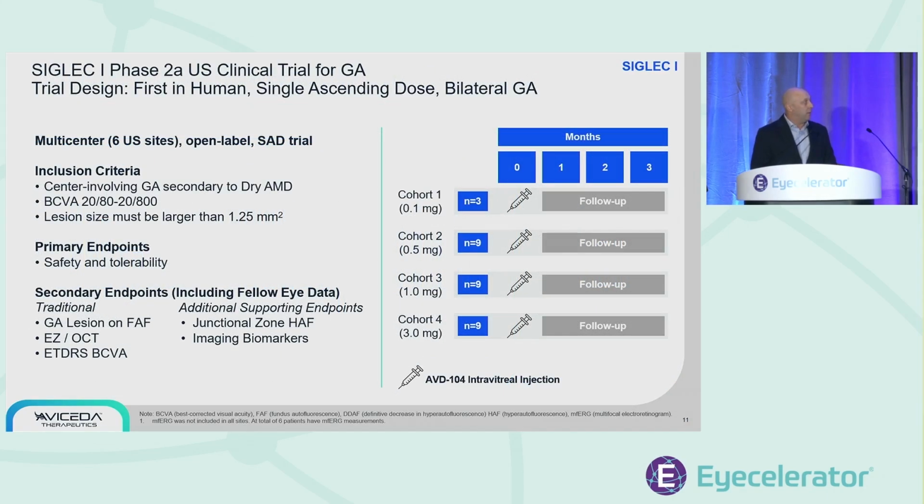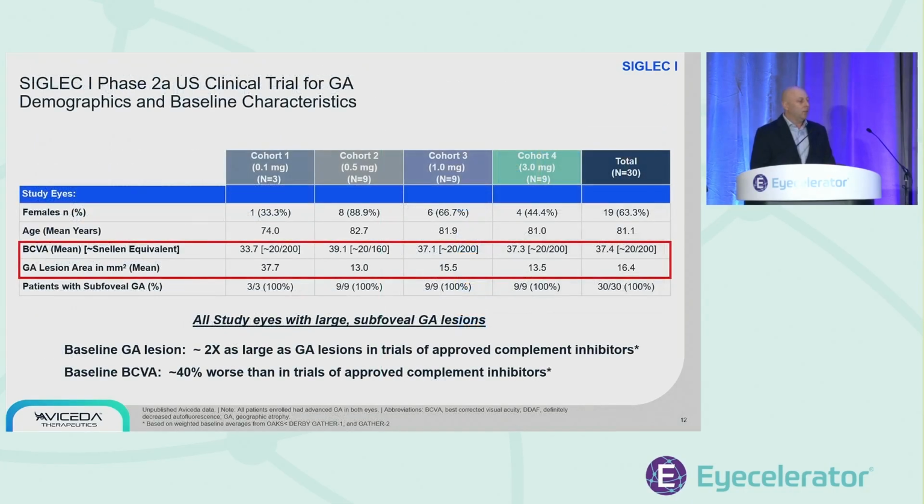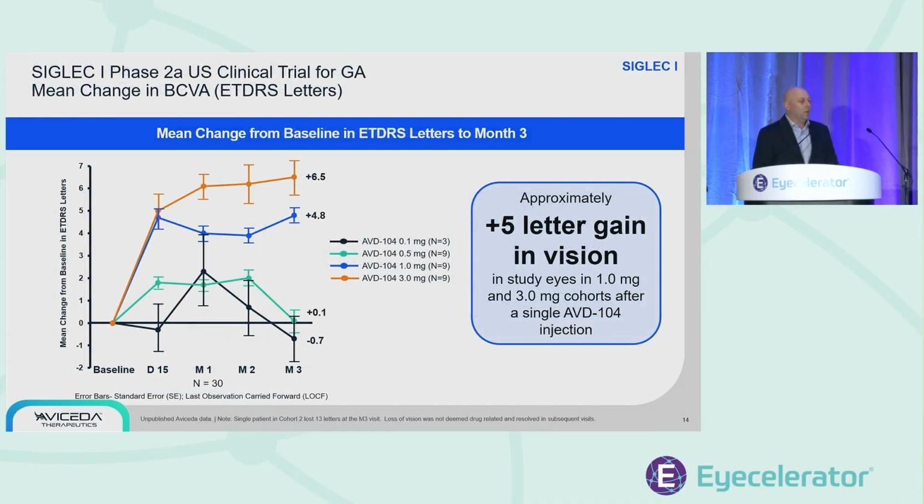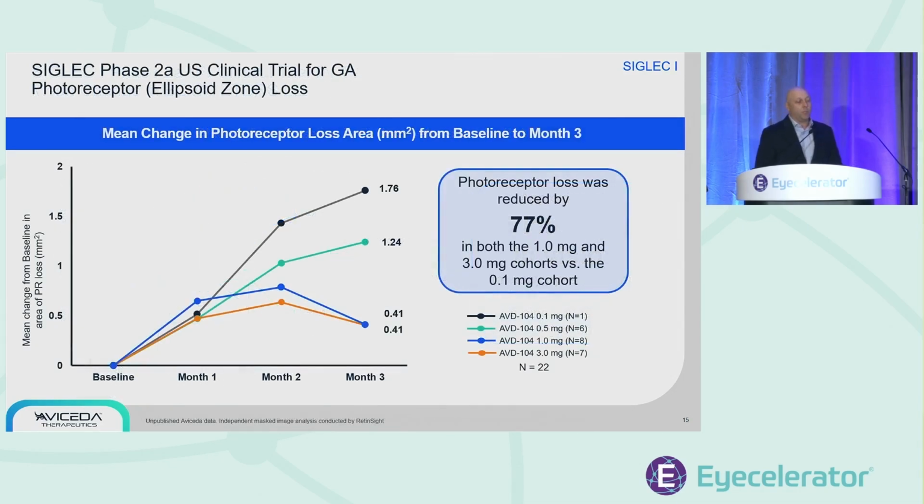We've studied this product in a phase 2A single dose study with ascending clinical doses. You'll see here the baseline data, and you'll see these are large lesions with poor vision. And what we see is if we compare the lowest dose to the two highest doses, about 71% and 50% reduction in progression of geographic atrophy lesion size by autofluorescence. We can see about a 5-letter gain in vision in those top two dose groups versus the lowest dose group. And we can see about a 77% reduction in photoreceptor loss by ellipsoid zone assessment on OCT.